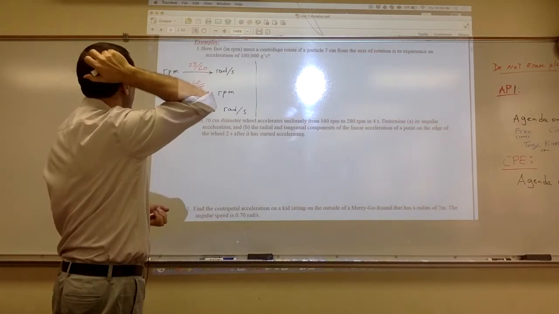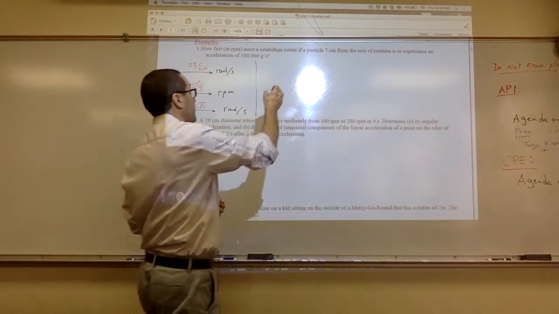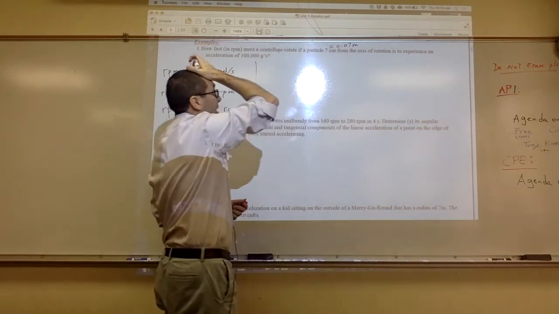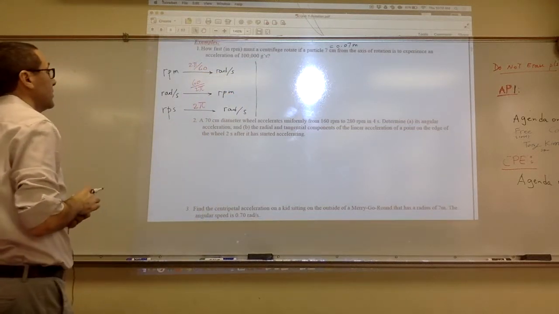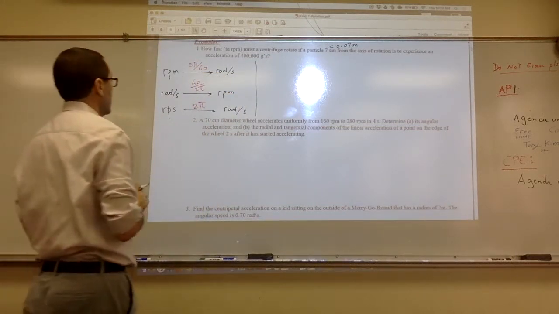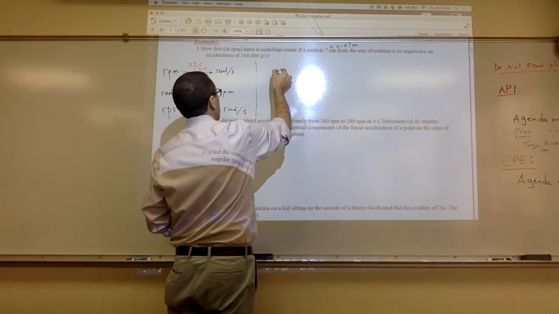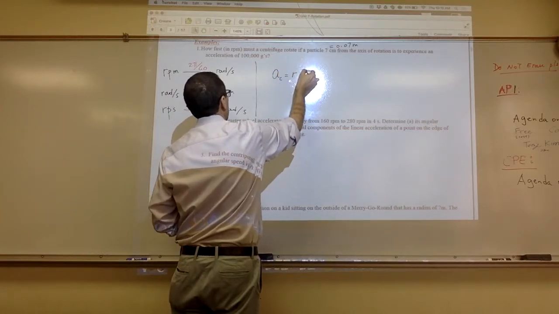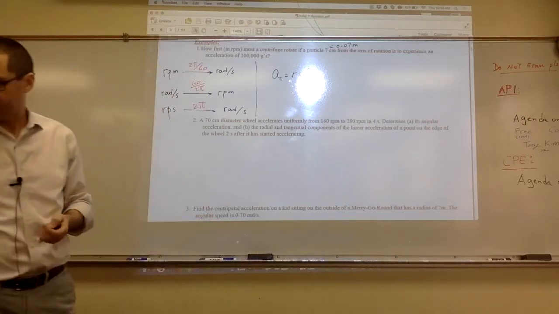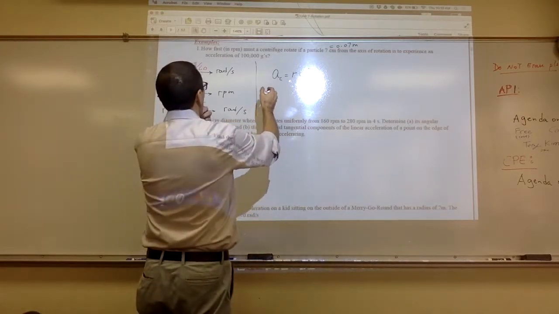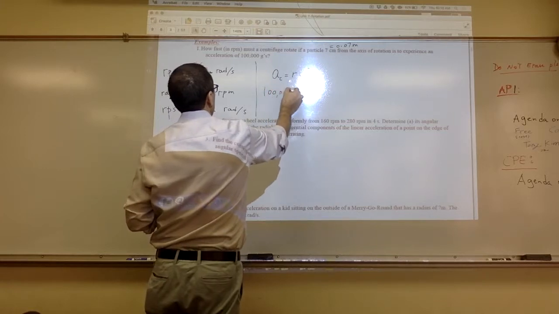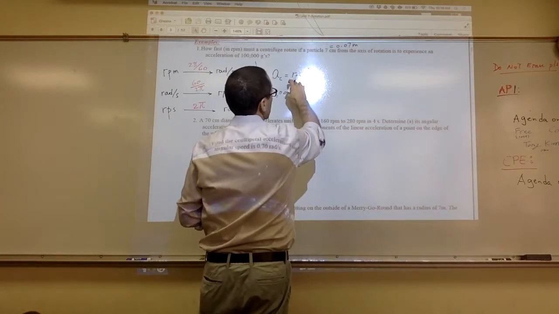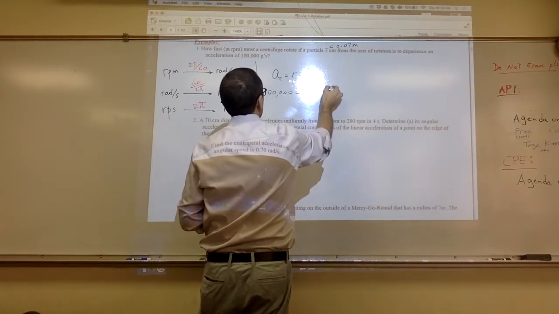How fast in RPM must a centrifuge rotate if a particle 7 centimeters, so first of all, we have to change that to 0.07 meters, from the axis of rotation is to experience an acceleration of 100,000 Gs. So I think we have to say that a_c is R omega squared, right? So this is 100,000 Gs equals R, which is 0.07, times omega squared.